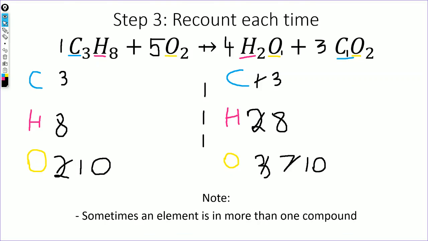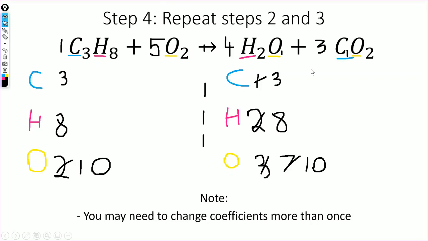Now, step 3, we recounted each time. When I changed this to a 3, yes, I recounted my carbons, but I also had to recount my oxygens. Right? When I changed this to a 5, I only had to recount oxygen because that's the only thing there. When I changed this to a 4, I had to recount hydrogen and oxygen as well. And step 4 is that you have to repeat steps 2 and 3 sometimes over and over and over again. Sometimes these take several steps, several repetitions.